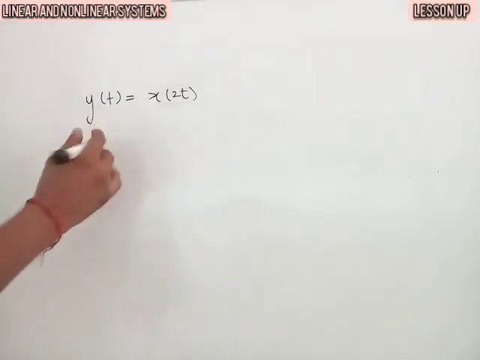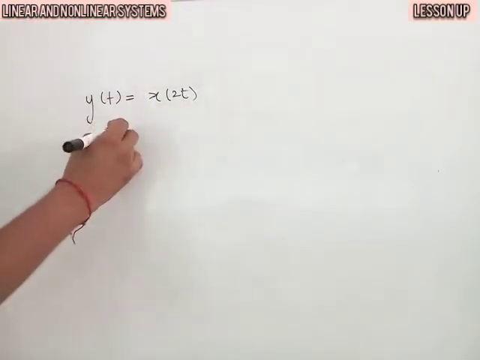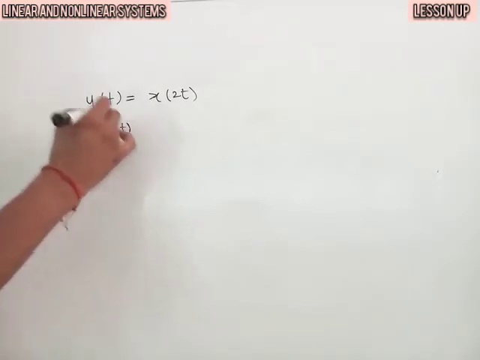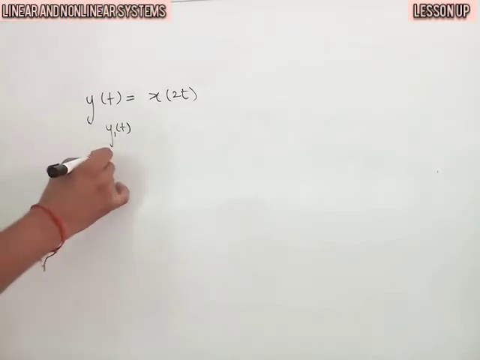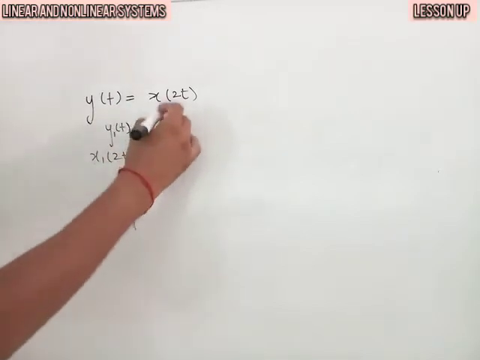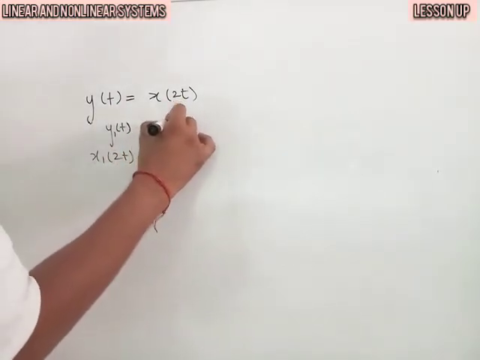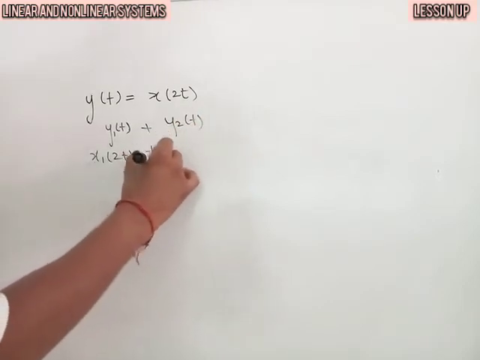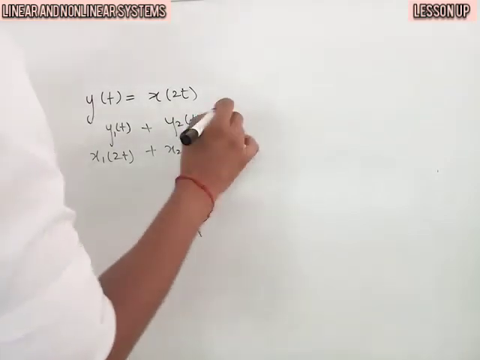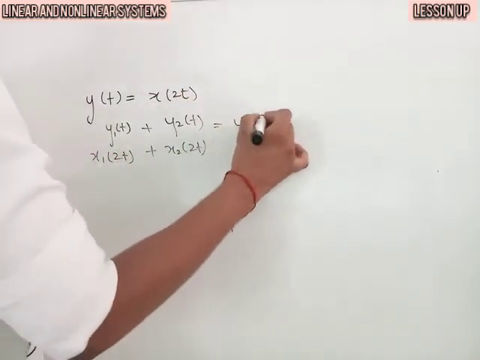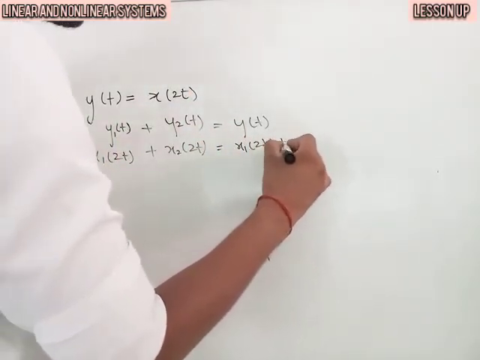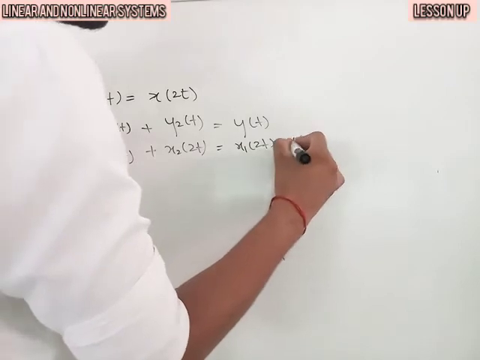Now, in our next question, y of t is x of 2t. With input x1 of 2t, we will get output y1 of t, which is equal to x1 of 2t. Plus, with input x2 of 2t, we will get output y2 of t, which is equal to x2 of 2t, and this should be equal to y of t, which is the output when both the inputs are given, that is x1 of 2t plus x2 of 2t.